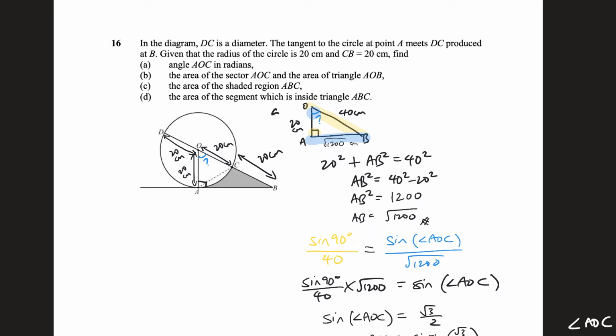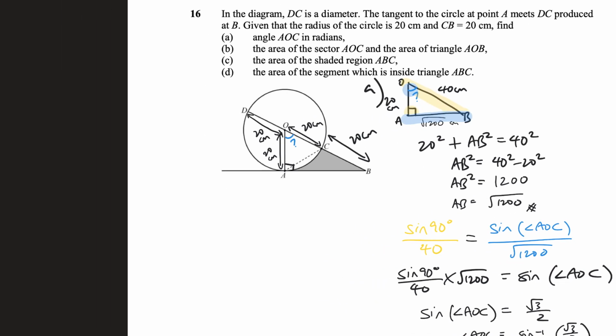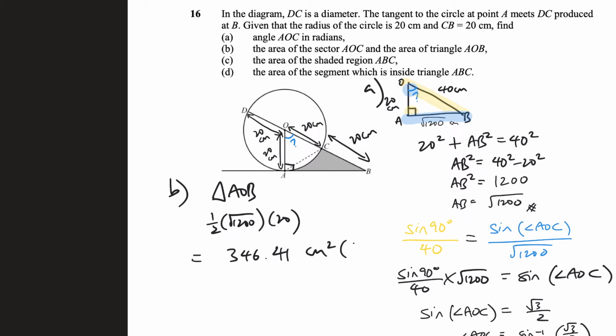So all of this was really part A. Let's do part B over here. We look at triangle AOB. The area is half times my base, which was found, times my height. And that equals 346.41 cm squared. This is in 5 SF. I'm just going to leave it there for now. If I want 3 SF, I would say maybe 346.